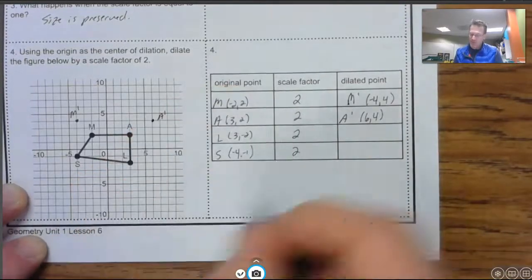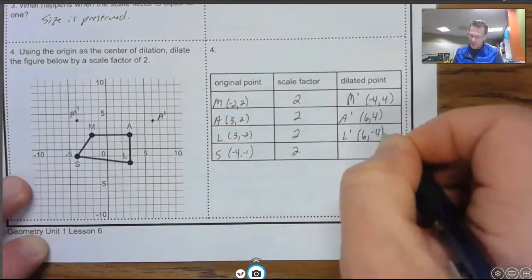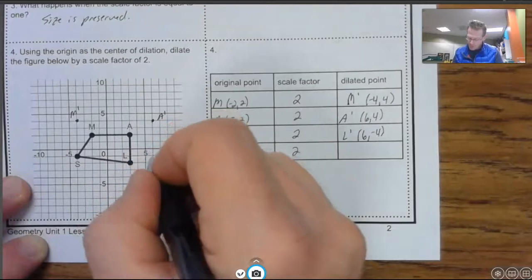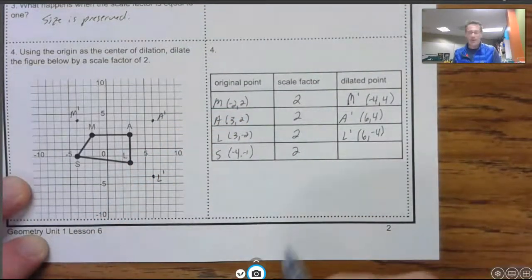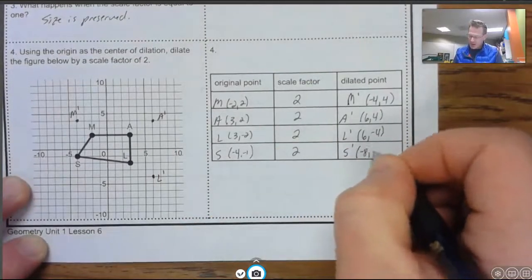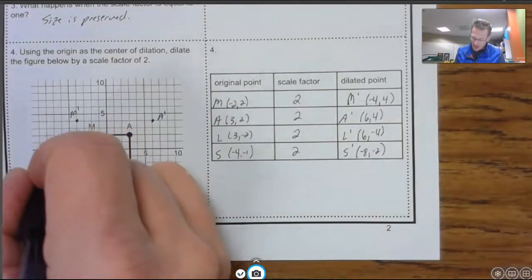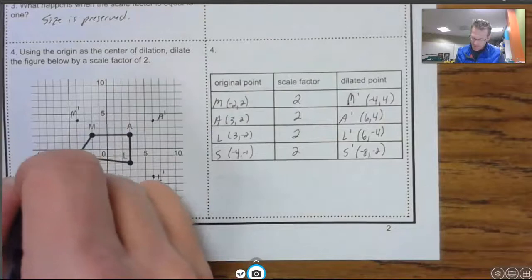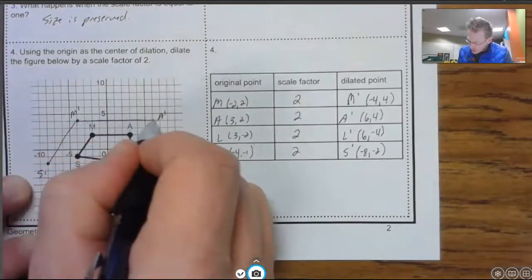To get L prime, multiply that by 2, and that would be 6, negative 4. There's L prime. And then to get S prime, same thing, multiply by 2, and that gives me negative 8, negative 2. So there's S prime. And then I just connect my vertices here.